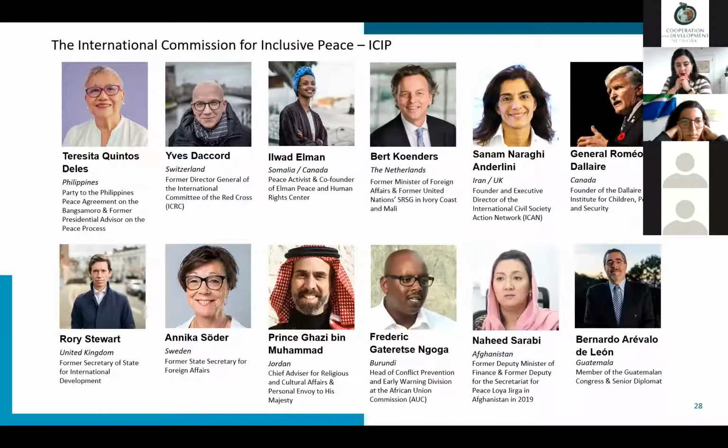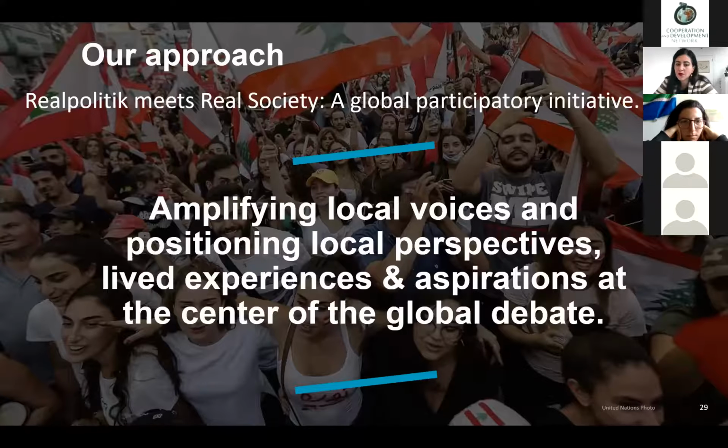And then we have the ex-foreign minister and two-times UN special representative for Ivory Coast and Mali, Bert Koenders, or the interfaith dialogue person like Prince Ghazi, or the ex-UK development minister like Rory Stewart. Anyway, the idea is that this international commission is now engaging in a global participatory process, and they are functioning as a listening commission to also amplify local voices and position these local perspectives at the center of the global debate. So what we're trying to do in our approach is bring in realpolitik and real society, old power and new power, and trying to shift old power by also bringing strong bottom-up pressure.